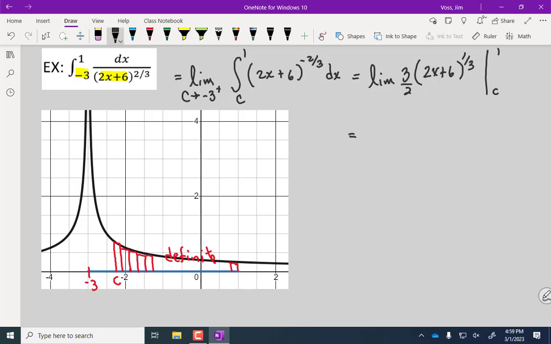So let's factor out the 3/2 because it's a little easier to evaluate the limit when it's cleaned up and you don't have extra constants in there. Of course, you don't have to. So you're going to have 8 to the 1/3 minus (2c+6) to the 1/3.